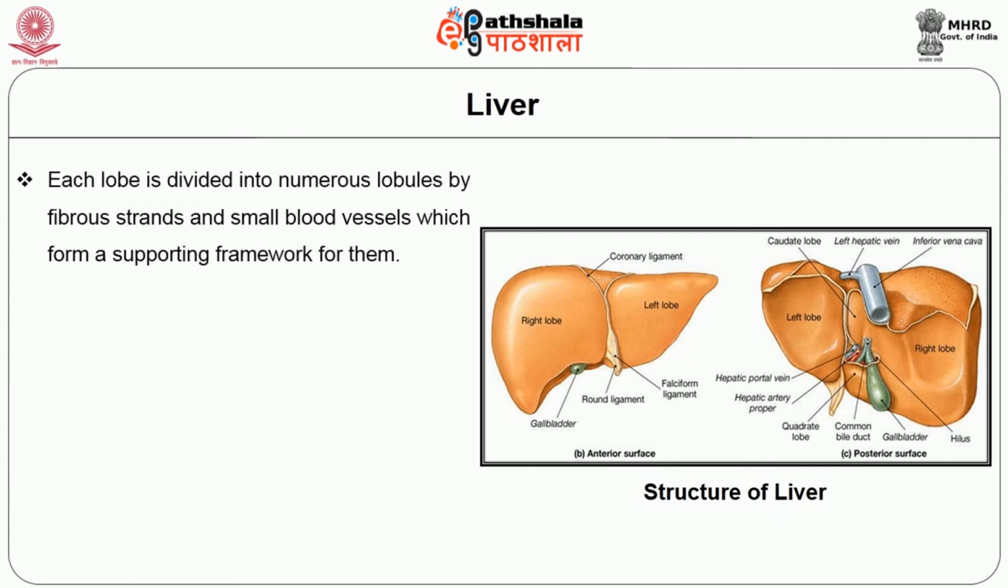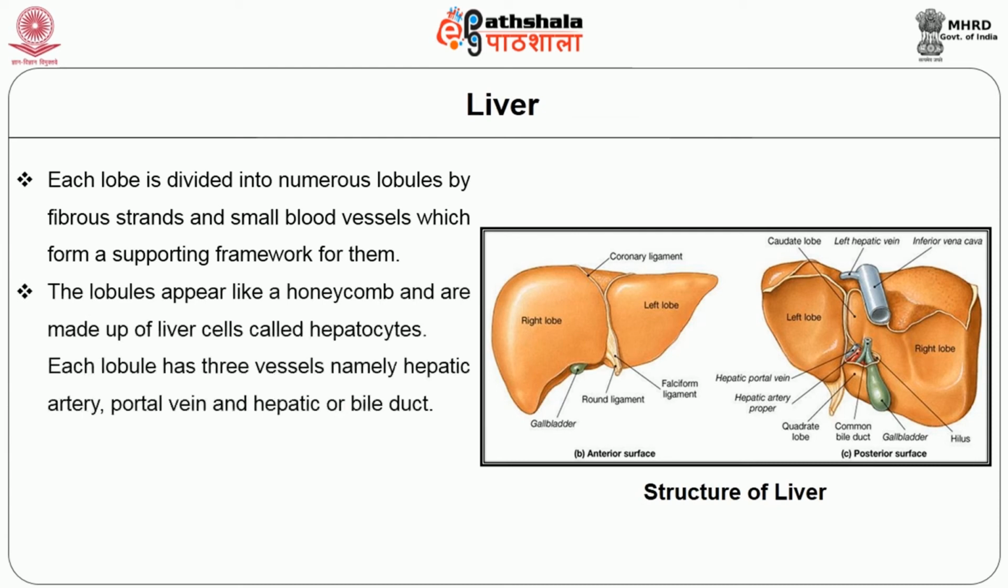Each lobe is divided into numerous lobules by fibrous strands and small blood vessels which form a supporting framework for them. The lobules appear like a honeycomb and are made up of liver cells called hepatocytes.